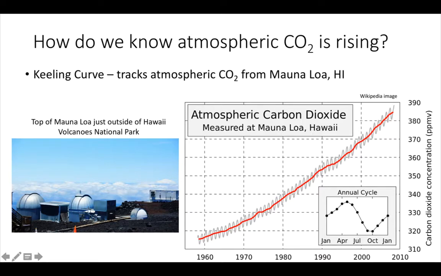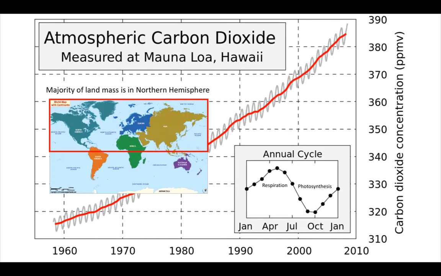So what is the reason for this annual cycle? Well, as you know from biology, carbon dioxide is used by plants for respiration and photosynthesis. And it's important to know that the northern hemisphere, which I've marked in the red line, has a majority of the land mass and a majority of the plants on Earth. So it paces the carbon dioxide on Earth.